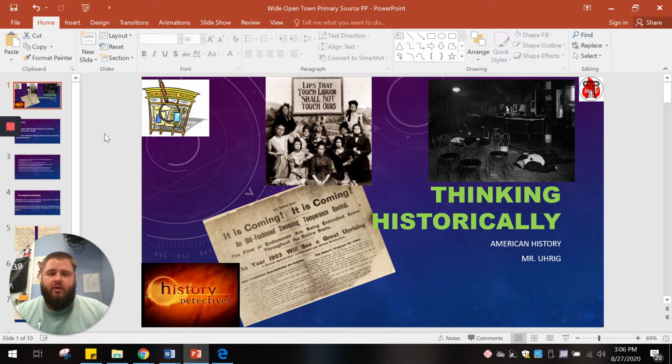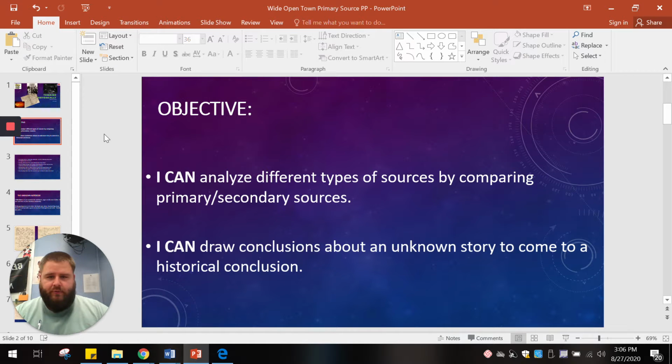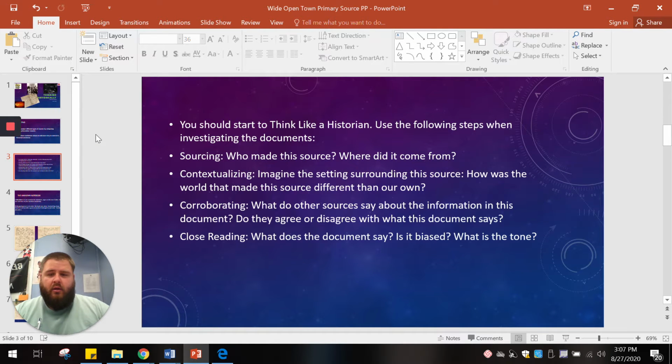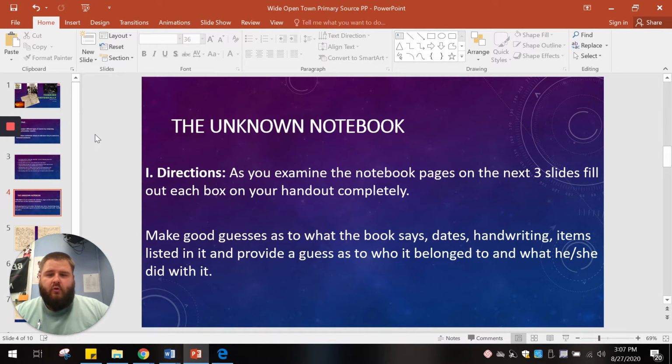Before we get too far into it though, let's find out what our goals for the day are. What are our objectives? We only have two today. The first one: I can analyze different types of sources by comparing primary and secondary sources. We'll do that a lot today. And finally, I can draw conclusions about an unknown story to come to a historical conclusion. So we'll do that today with the TV show. Moving right along, we will start out with an unknown notebook.